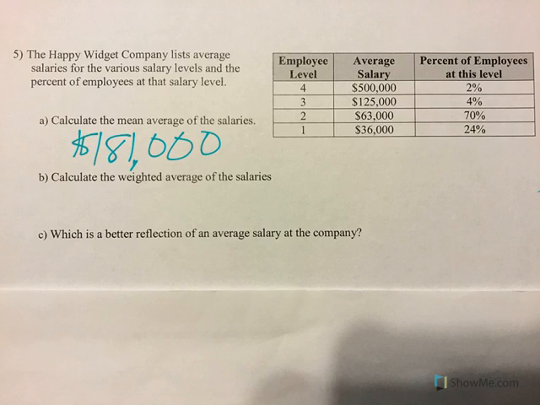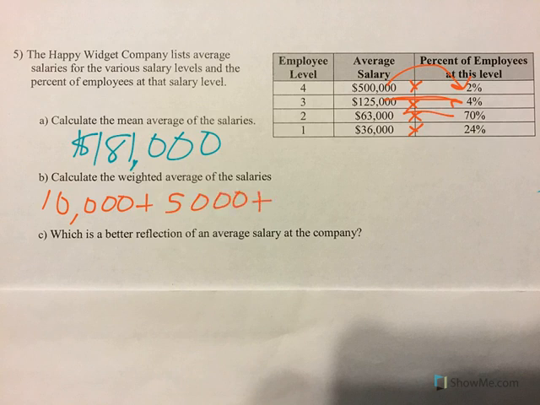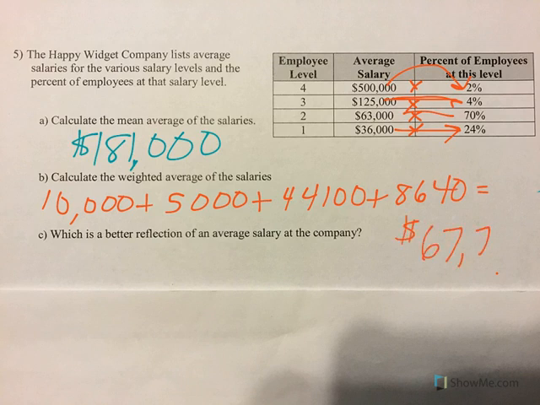So this is where we would use a weighted average, where we would multiply the salary by the percent, the salary by the percent, and so on and so forth. So when you multiply 500,000 by 2%, you get 10,000. When you multiply 125,000 by 4%, you get 5,000. 63,000 times 70% gives us 44,100. And 36,000 times 0.24 gives me 8,640. For a weighted average of $67,740.